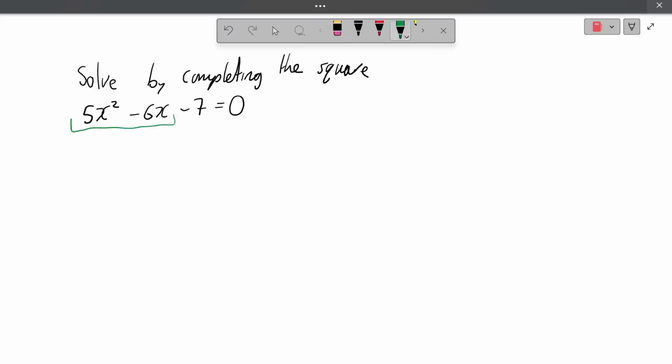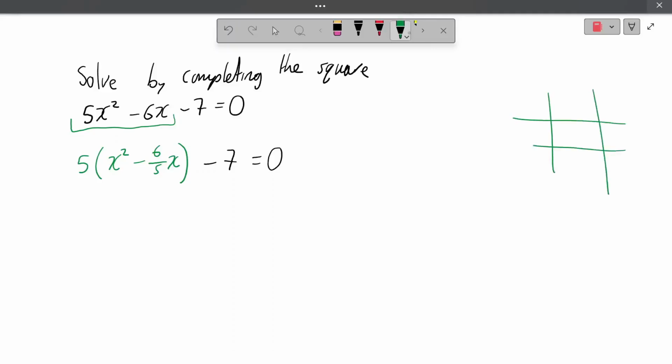So we have this first bit here, which is 5 brackets x squared minus 6 over 5x, minus 7. Again, that minus 7 at the end, we just leave it for now. Then we need to do our completing the square. So we have our little multiplication grid. We have our x, and x times x makes x squared. We need to half our 6 over 5, which gets you 3 over 5 and 3 over 5. It's a minus, so they're both minuses. So that's minus 3 over 5x, minus 3 over 5x. And minus 3 times minus 3 is 9 over 25.